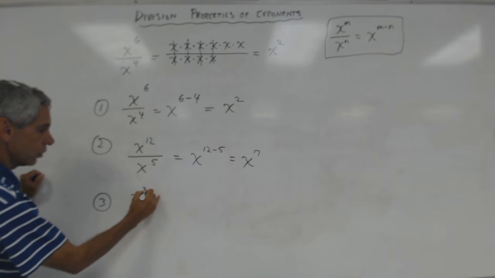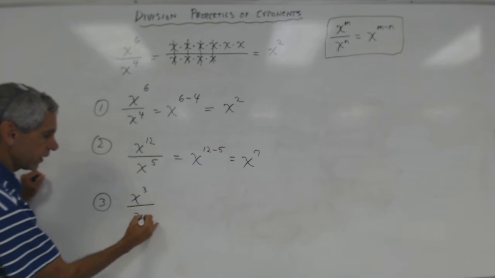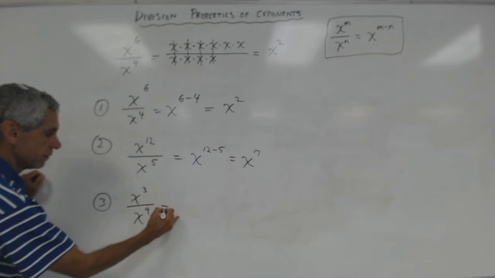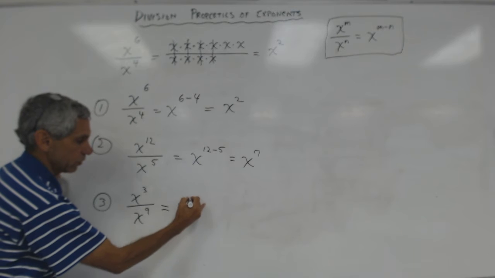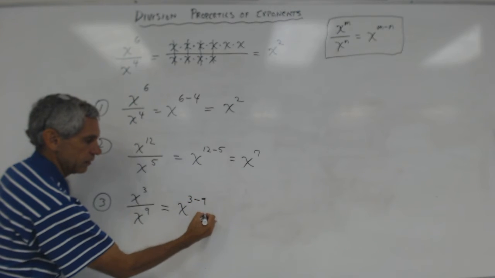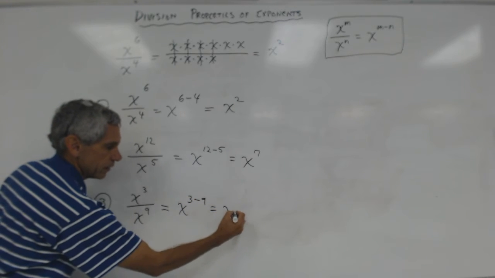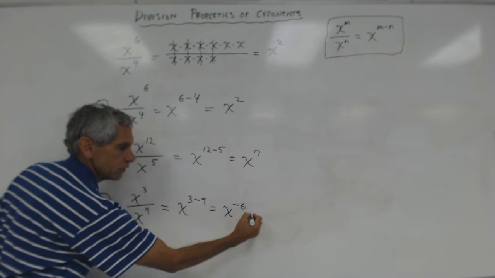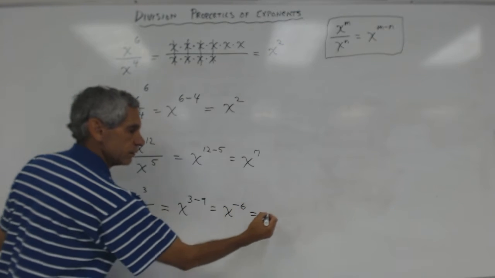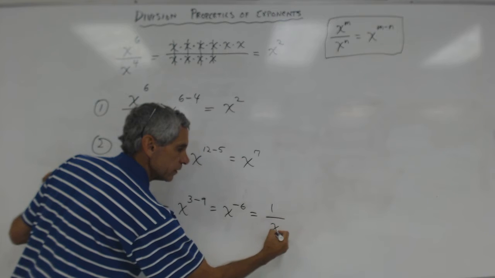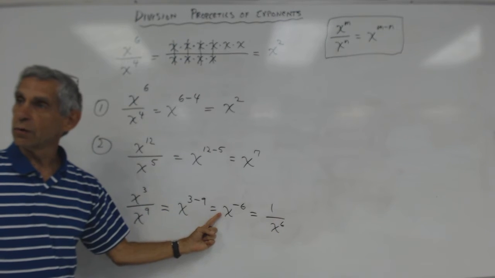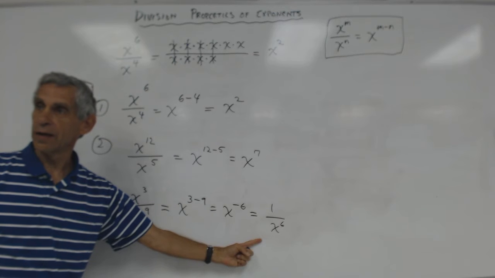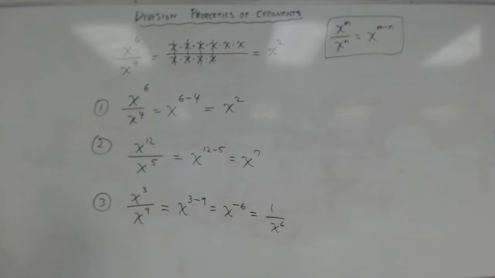X to the 3rd over x to the 9. I now have x to the 3 minus 9, which is negative 6. X to the negative 6, which is 1 over x to the 6th. All right, 1 over x to the 6, because we knew that was in the numerator, so we just brought it down to the denominator, right? That make sense? Okay, good.